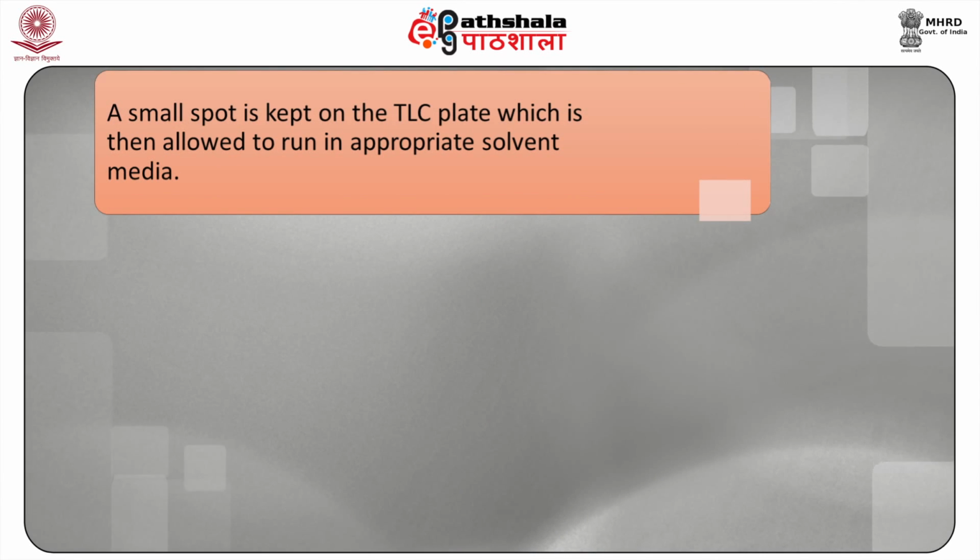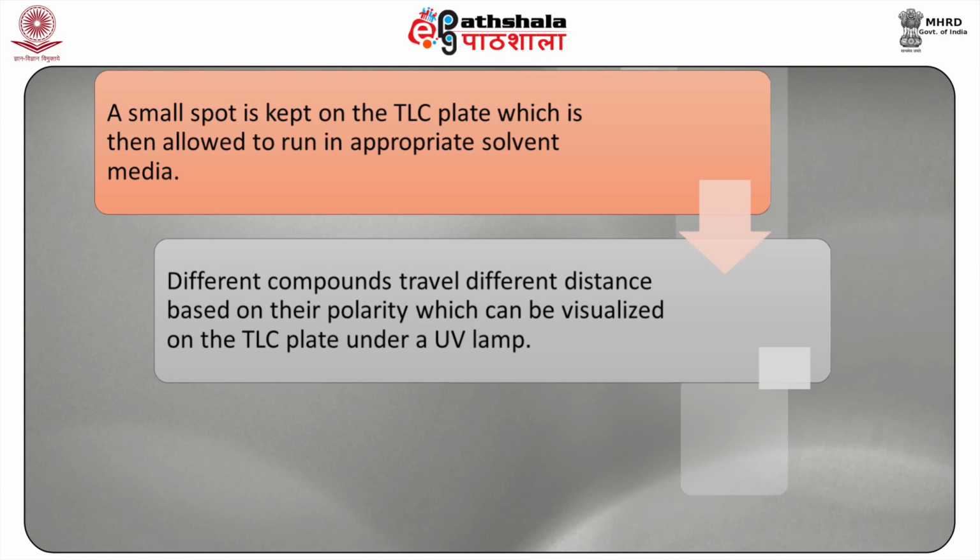A small spot is marked on the TLC plate, which is then allowed to run in the appropriate solvent media. By appropriate, I mean of appropriate polarity. Now, different compounds travel different distances based on their polarity, which can be visualized on the TLC plate under a UV lamp, depending on which chromophore absorbs in the UV region.